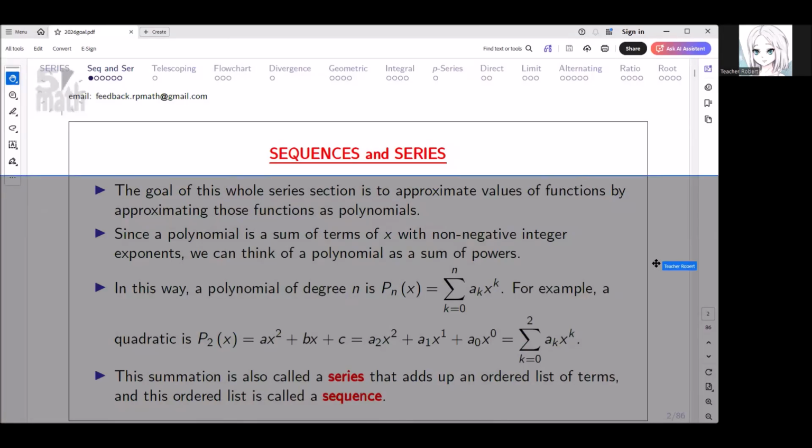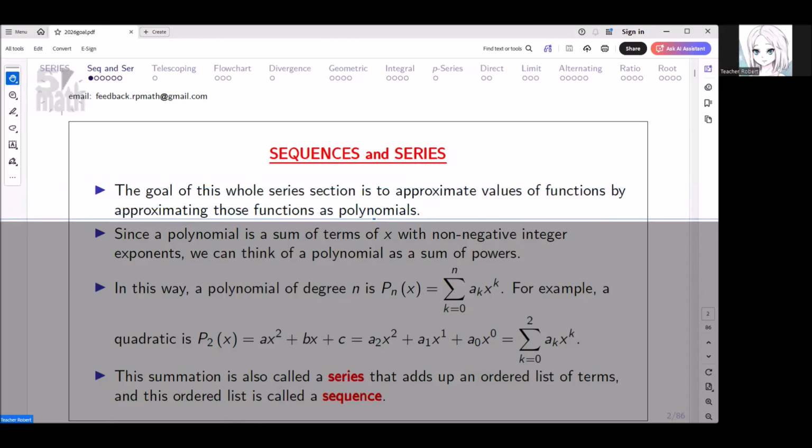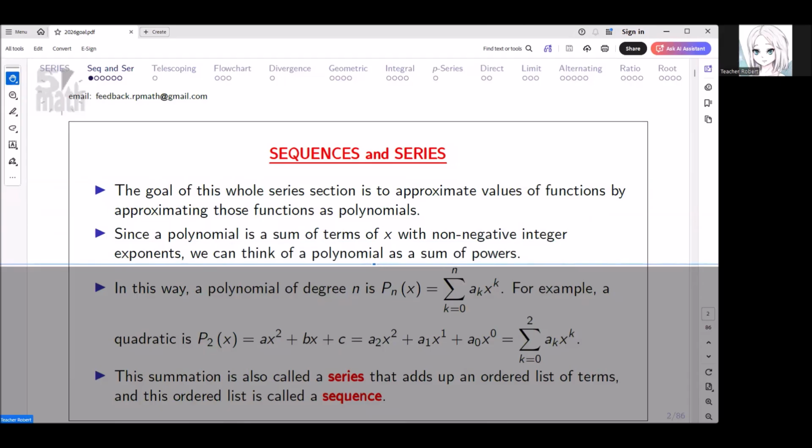Sequences and series. The goal of this whole series section is to approximate values of functions by approximating those functions as polynomials. Since a polynomial is a sum of terms of x with non-negative integer exponents, we can think of a polynomial as a sum of powers.